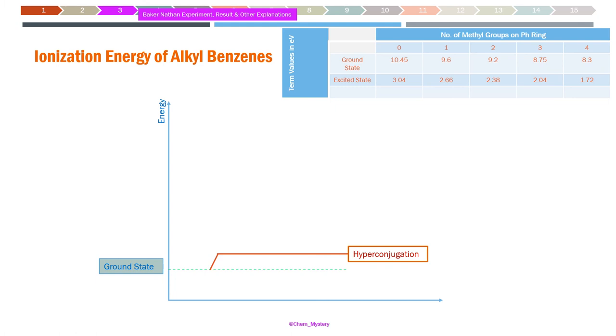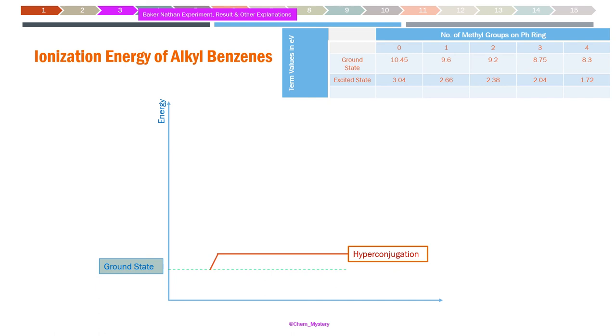We can also think, if there is no substituent present on the alkyl benzene, it is just a phenyl group and CH double bond CH2, nothing else, or just a phenyl ring is present, no other group, no alkyl group is present, this is the reference value, that's the ground state energy.